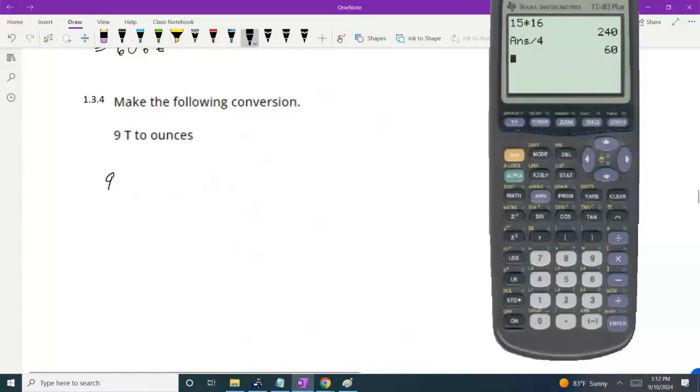All right, so this is 9 tons. First, I'm going to have to convert tons to pounds, and then I'm going to convert pounds to ounces. All right, so for this first unit fraction, I'm going to write out the conversion. 1 ton is 2,000 pounds. And then for that second conversion, 1 pound is 16 ounces.